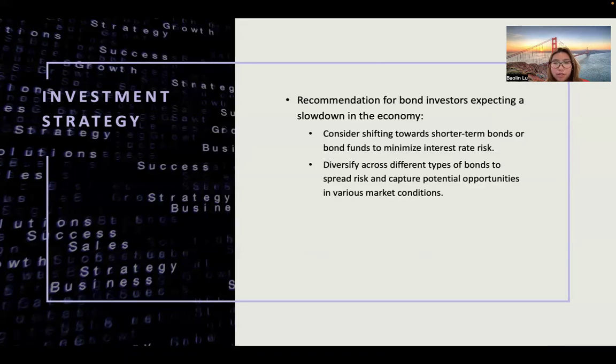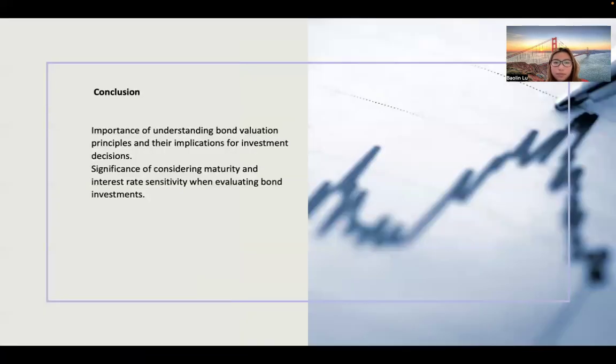Recommendation for a bond investor expecting a slowdown in the economy: consider shifting towards shorter term bonds or bond funds to minimize the interest rate risk. We can also diversify across different types of bonds to spread risk and also capture different potential opportunities in various market conditions.